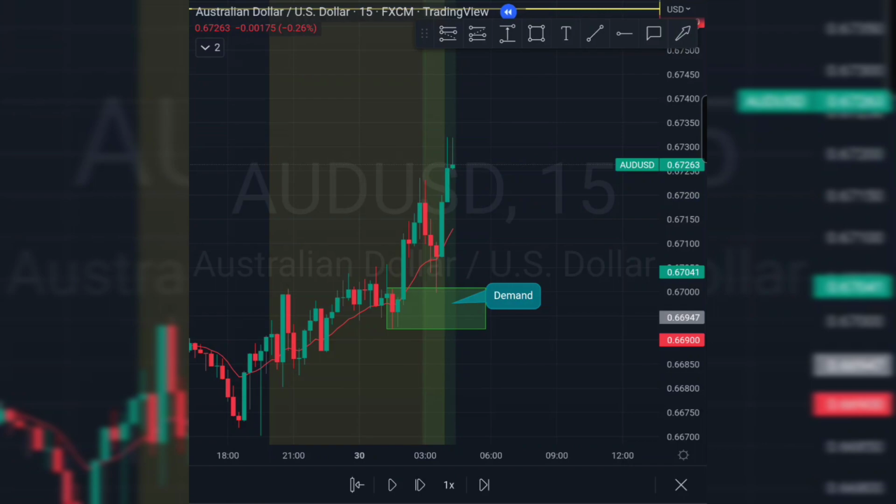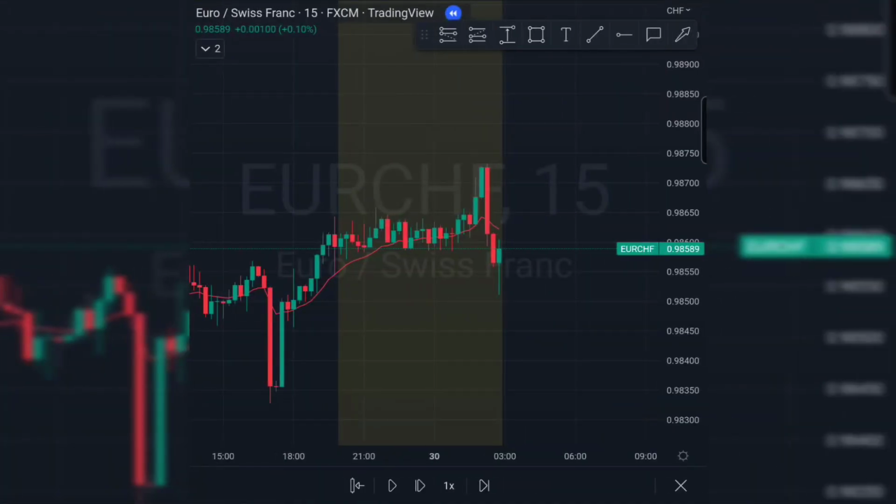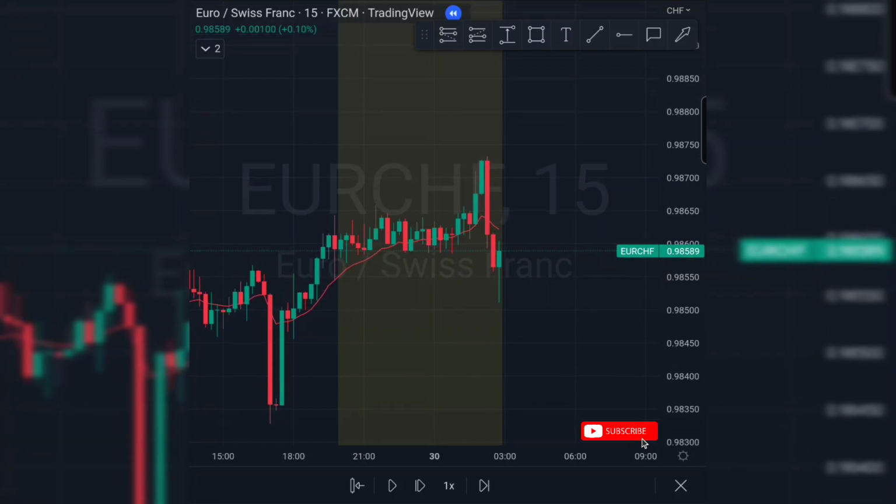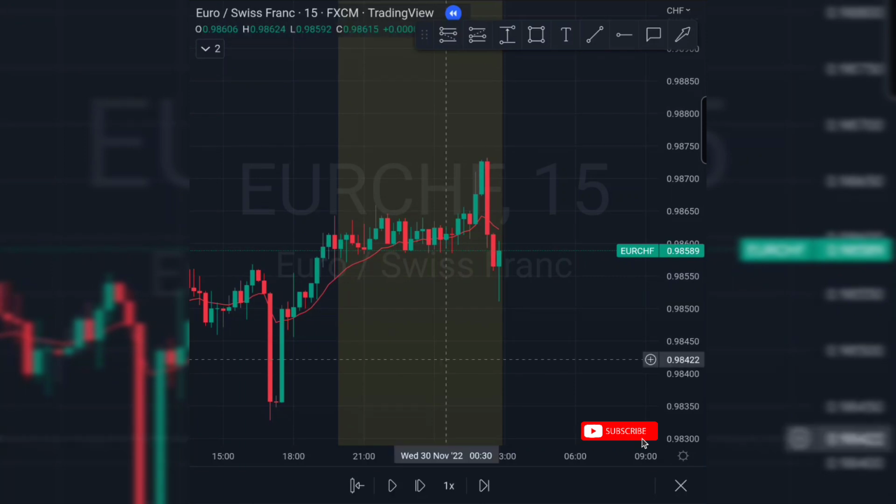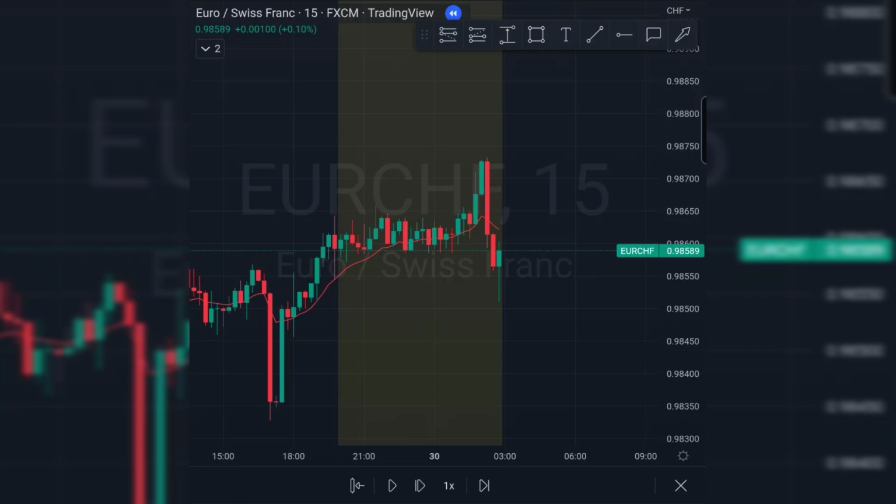Let's get to the next setup and see exactly how we draw that one up. Okay, this is our next setup, Euro Swiss, 15-minute chart, obviously. That's what I'm looking for my setup on first, which is supply and demand. That is our strategy. That's what I'm looking for every day, all day. So I come to the market. This is the same day, the 30th. I took this trade as well and sent it to my other platforms as well. So I come to the market and this is what I see.